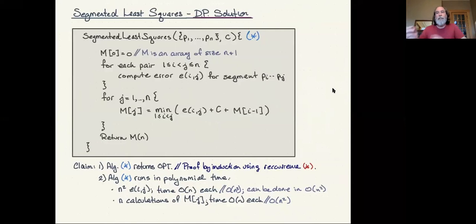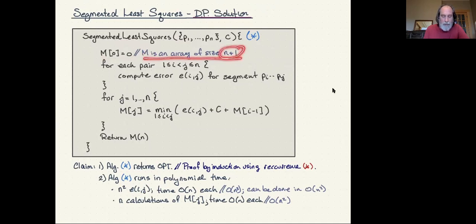Okay, so now we're going to just jump directly, instead of doing our little exercise with bad recursion and memoization, we'll just jump directly to our dynamic programming solution for the segment least squares problem. So our input is the sequence of intervals and our penalty value. Okay, we set M of 0 to be 0. M, of course, is an array of size n plus 1. It goes up to M sub n, right? The value for opt n.